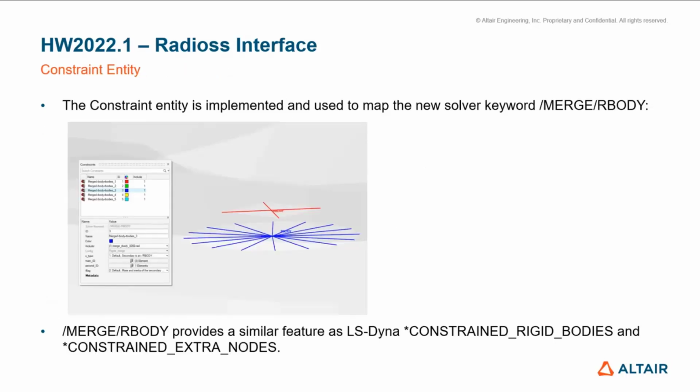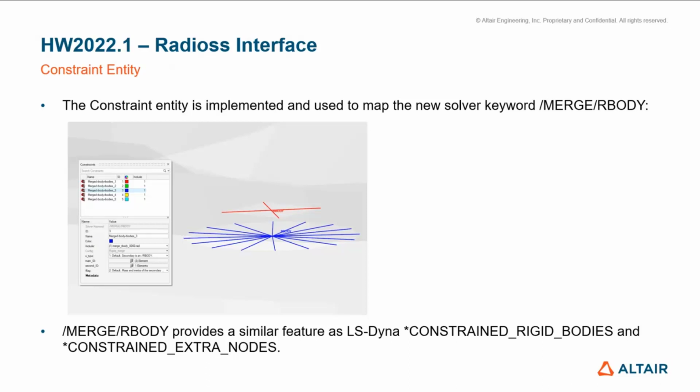Similarly to the DYNA interface, we have also here in the Radioss profile introduced the constraint entity, which is used for the mapping of the new keyword merge rigid body. This is a very interesting new functionality in the Radioss solver, which gives a very similar feature compared to the LS-DYNA constraint rigid body and constraint extra nodes. So for those who know DYNA, you know that these keywords are very useful for the model assembly.